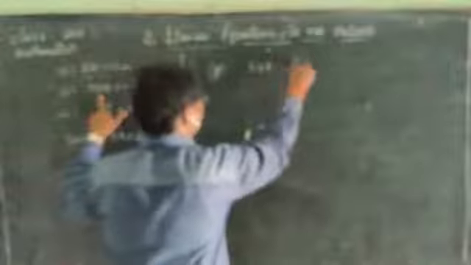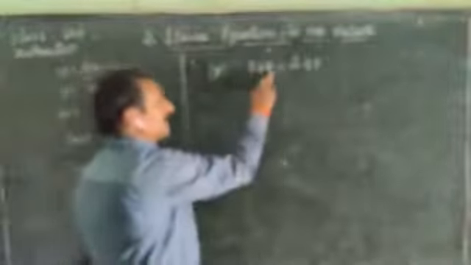Now we are going to the second sum, second problem, the fifth one in that exercise, 34x equal to minus 51. It is exactly like that: 34 into x.